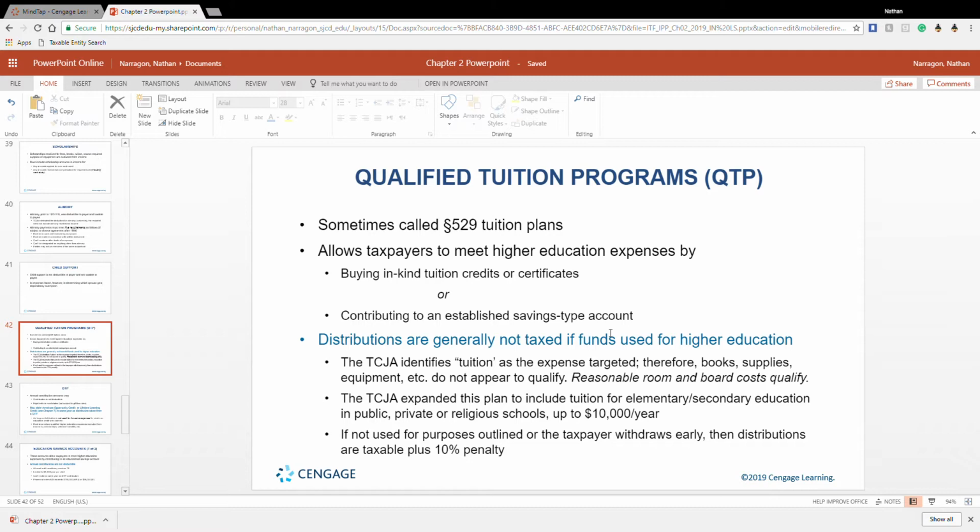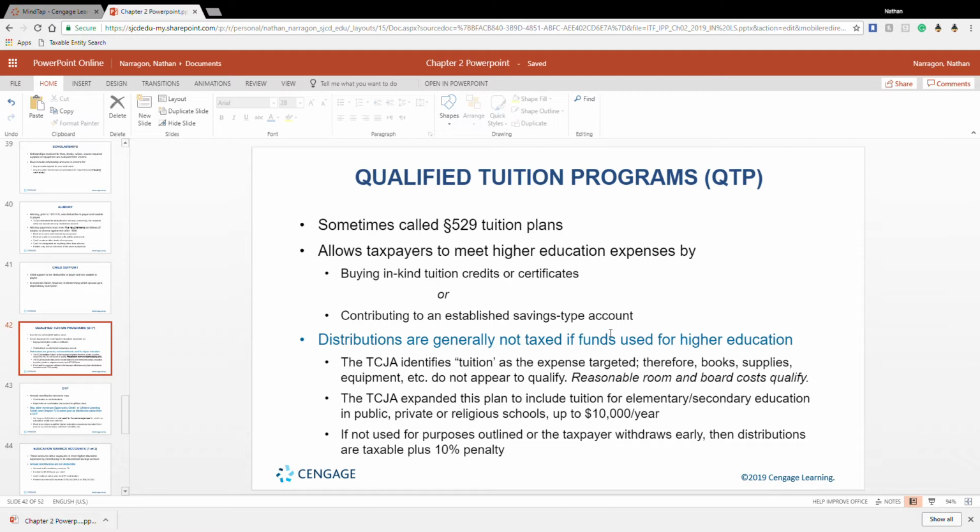TCJA also expanded this plan to include tuition for elementary and secondary education in public, private, or religious schools for up to $10,000. So if I have one of these plans and my child decides to go to a private school, we can have $10,000 of that income coming from the savings as non-taxable, which again is cool.